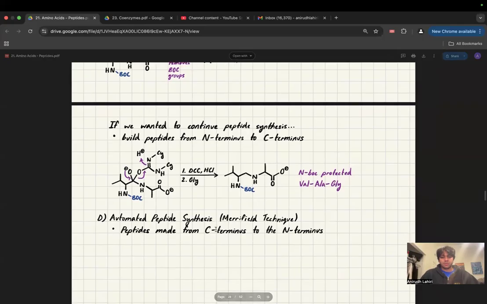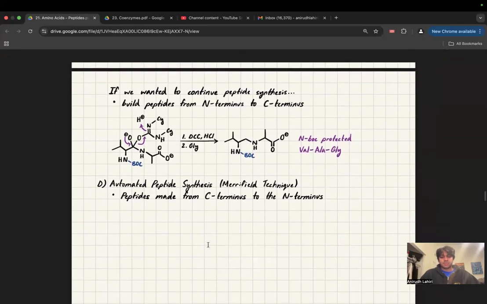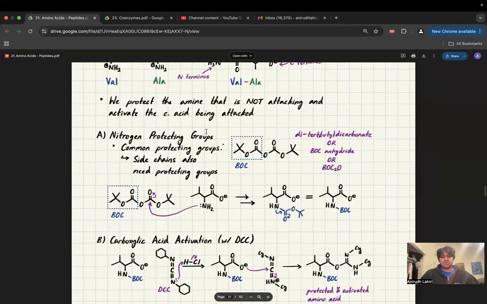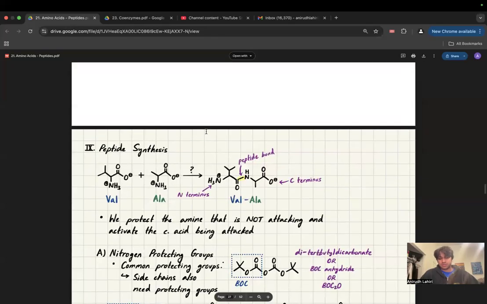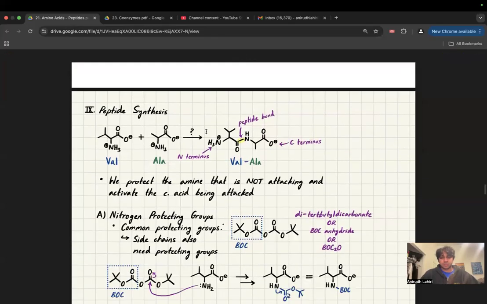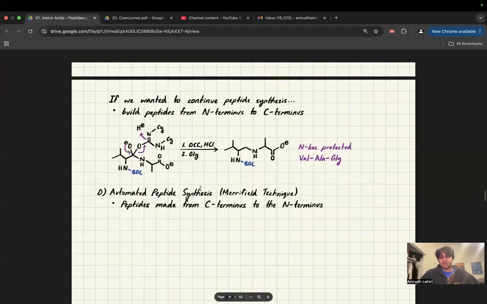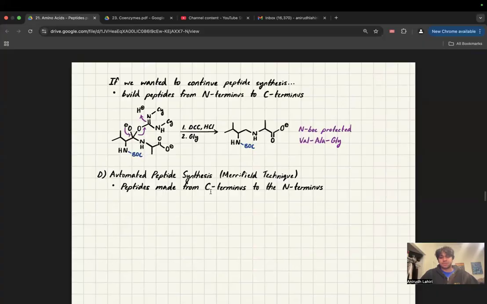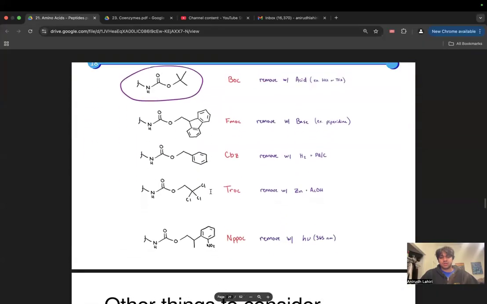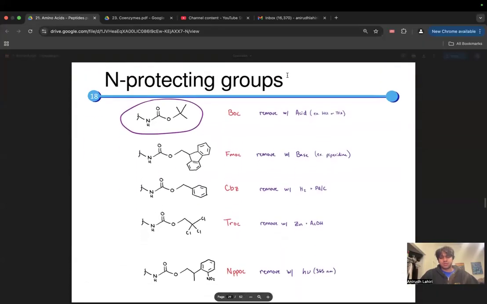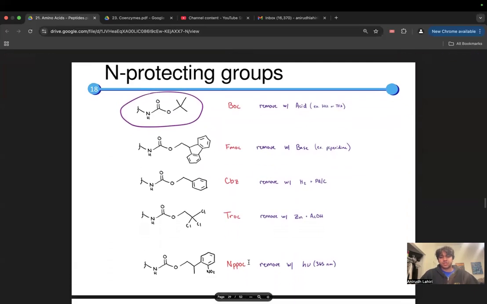Okay, cool. So automated peptide synthesis. The synthesis method described here does work, but there are a lot of issues. It's a really bad yield. So people came up with this automated peptide synthesis method, the Merrifield technique, where you make peptides from the C terminus to the N terminus. These are some N protecting groups, what they're used for, and what we remove them with. I think generally you're on the hook for BOC and not really the rest of them. Sometimes FMOC, but BOC I would definitely make sure I understand.